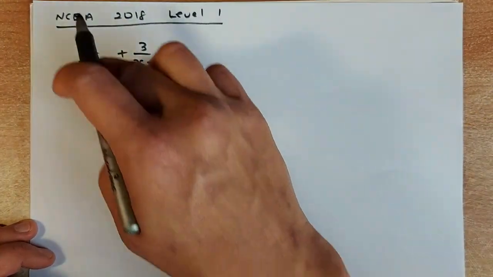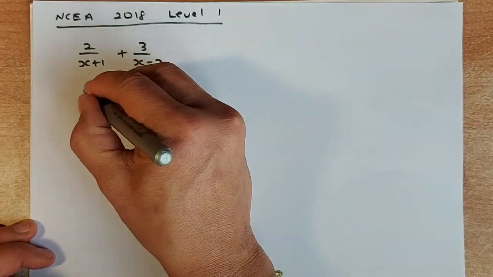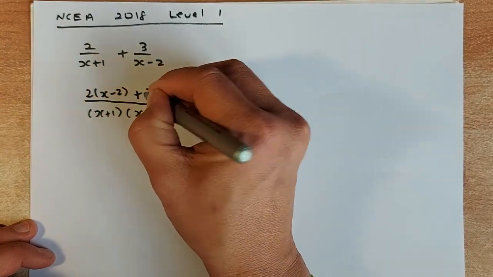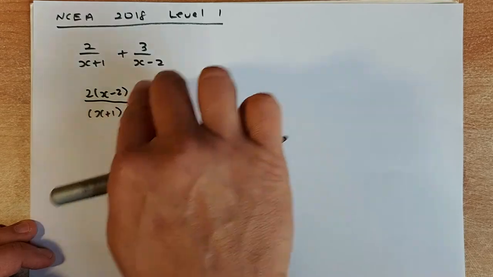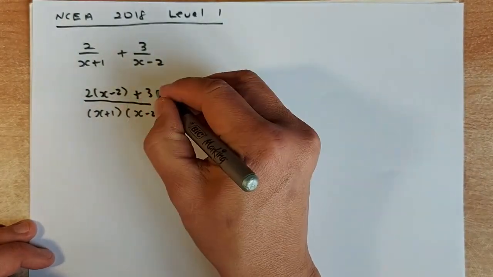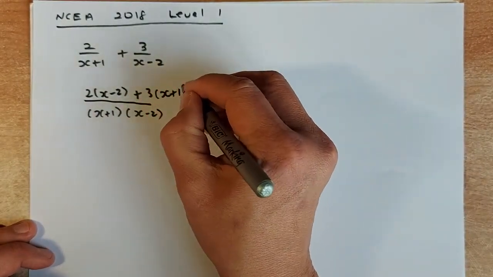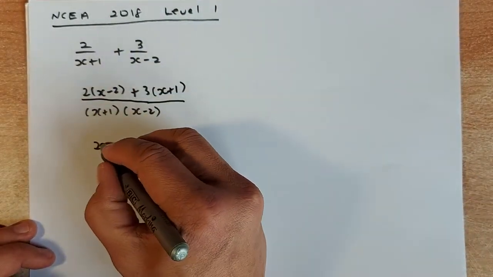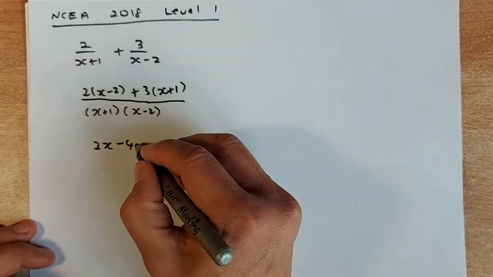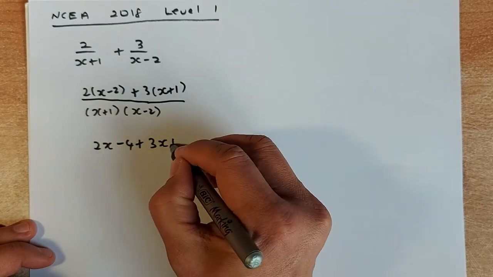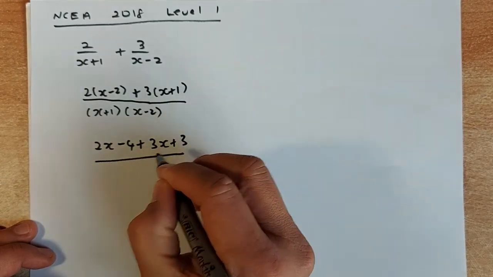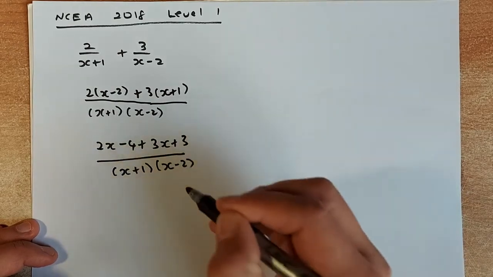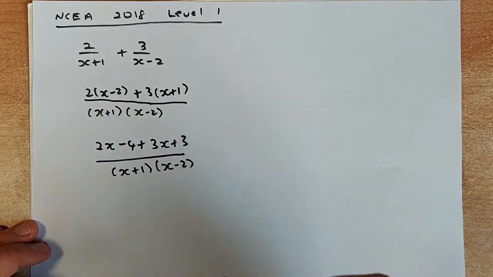So if this number is divided by x plus 1, you are left with x minus 2. And on the other side, when you divide the denominator by that number, you are left with x plus 1. So now you're going to combine them, expand it. So 2x minus 4 plus 3x plus 3 in the numerator, and the denominator is still x plus 1, x minus 2. You can expand if you want to, but it's not necessary.